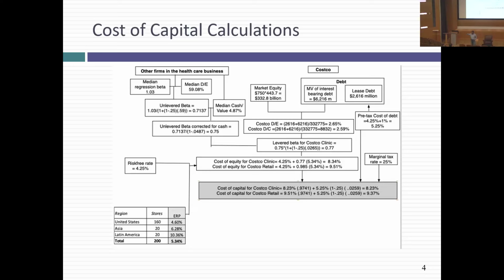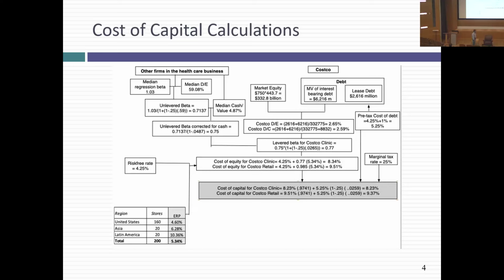In parallel, I also told you the regression beta. I asked you to use the regression beta, otherwise I'd have created another sample of retail companies and I'd have to torture you a second time to do a bottom-up beta. I said, just take the regression beta. Assume that's a reasonable beta to use for Costco retail. That gives me a cost of equity for Costco retail of 9.51%.